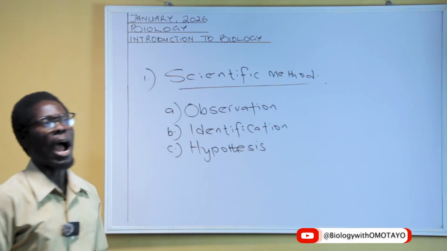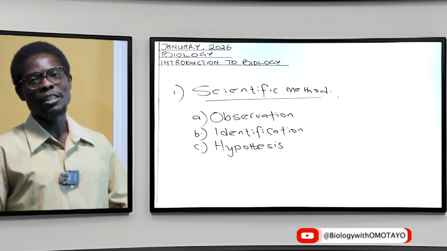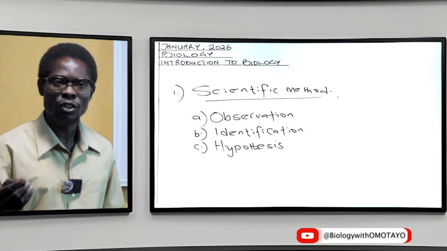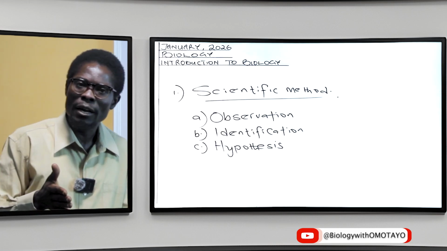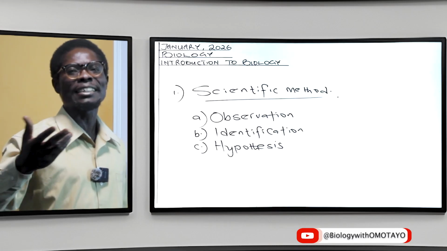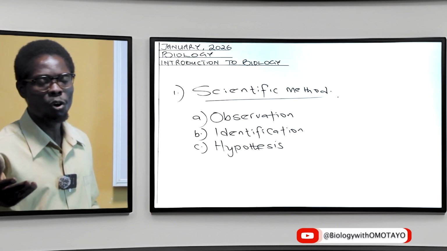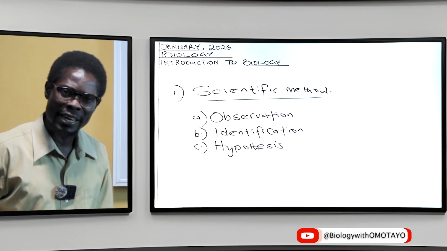hypothesis. Now, hypothesis, simply put, is an intelligent guess. So, from what you observed, you were able to identify and classify based on your experiences. Now, you make an intelligent guess, a postulation. Okay, intelligent guess, hypothesis. And it doesn't end there.